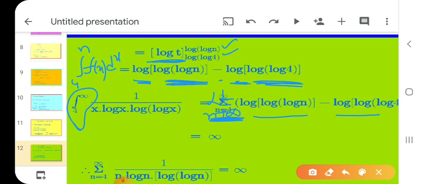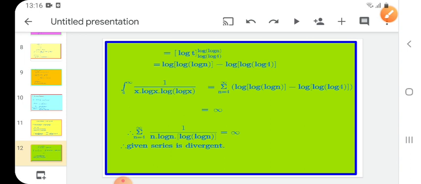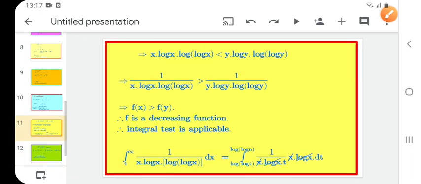Okay. Put n equals infinity here. What do we get? Log of log infinity. What is the value of log infinity? Infinity. Again log infinity, again log infinity. So the total value is infinity. Here also we have to write limit n tends to infinity. So this is one. Therefore the given series has the value infinity. Therefore the given series is divergent. Do you understand?